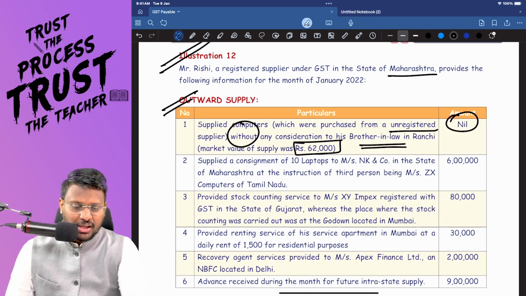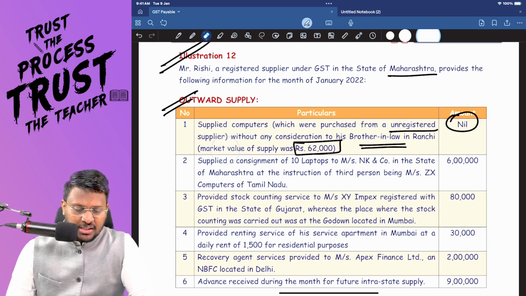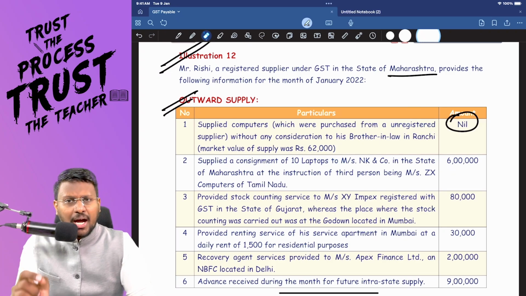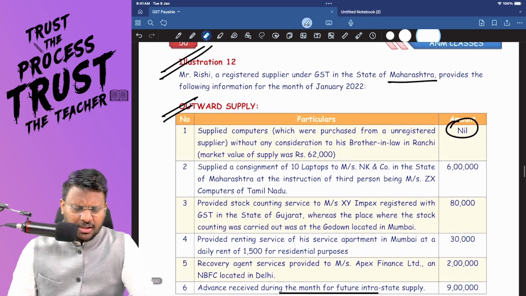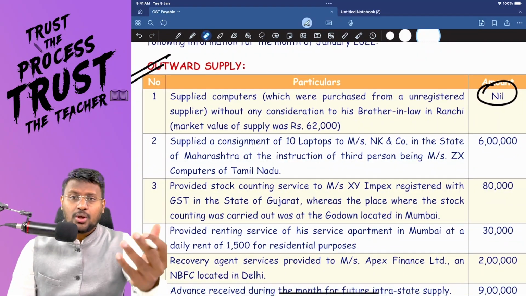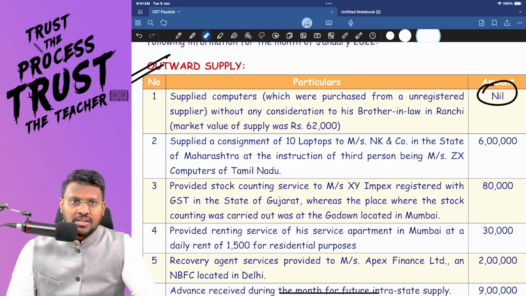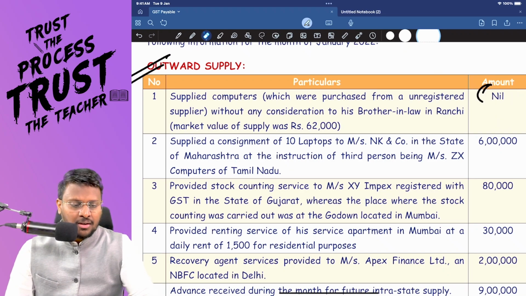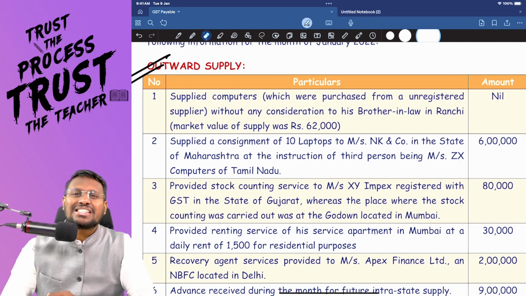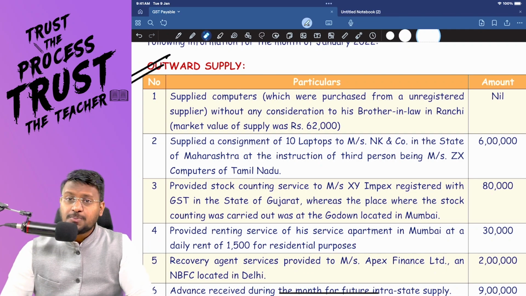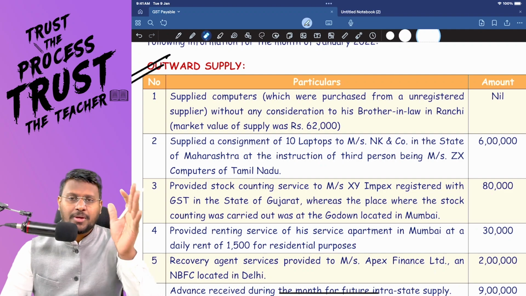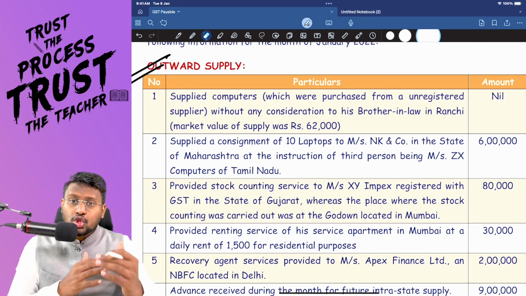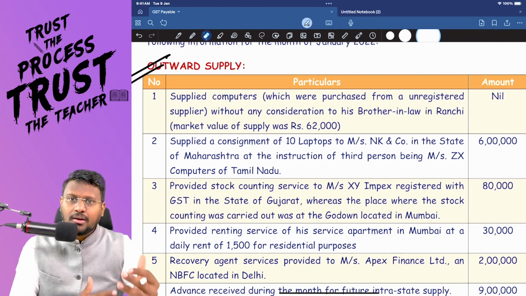You just check here, my dear lovable students. Supplied computer. Yes, supply of computer is a supply of goods, which are purchased from an unregistered supplier. That's not a big deal. Without any consideration to his brother-in-law. First of all, since the computer has been purchased from an unregistered person, there is no question of taking ITC at all. So permanent transfer or disposal of business asset where ITC has been availed, that clause will not get affected. The number 2 is supply of goods or services or both between related person or distinct person.